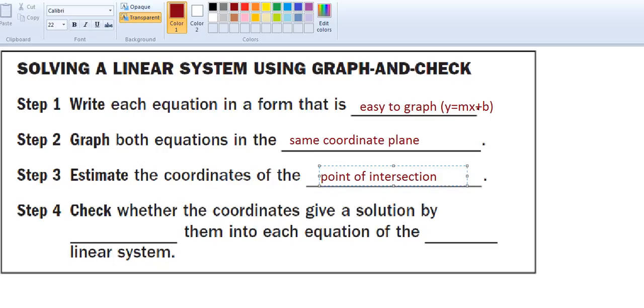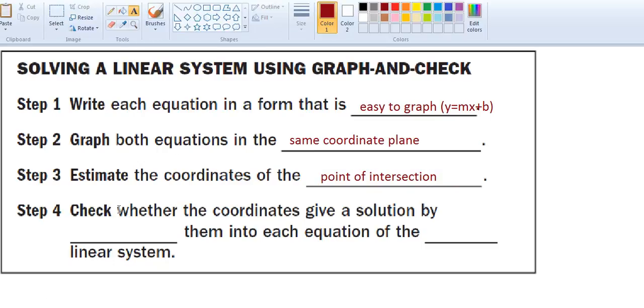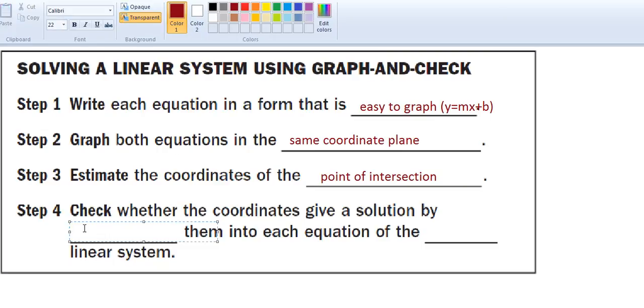And then the last thing we're going to do in step 4 is we're going to check. So we're going to check what we did in the previous example: we're going to check the solution by substituting them into the equations of the original linear system. In other words, the original equations.